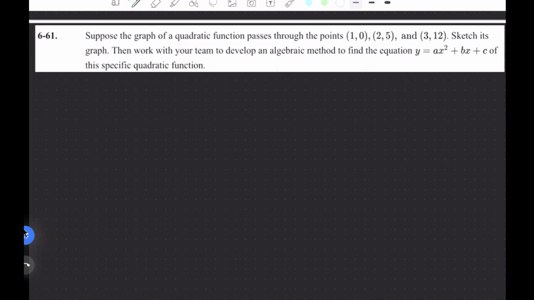So our points were 1, 0, 2, 5, and 3, 12, right? And when it comes to the equation of a quadratic, we can go with ax squared plus bx plus c equals y, right? That's the standard form for a quadratic.